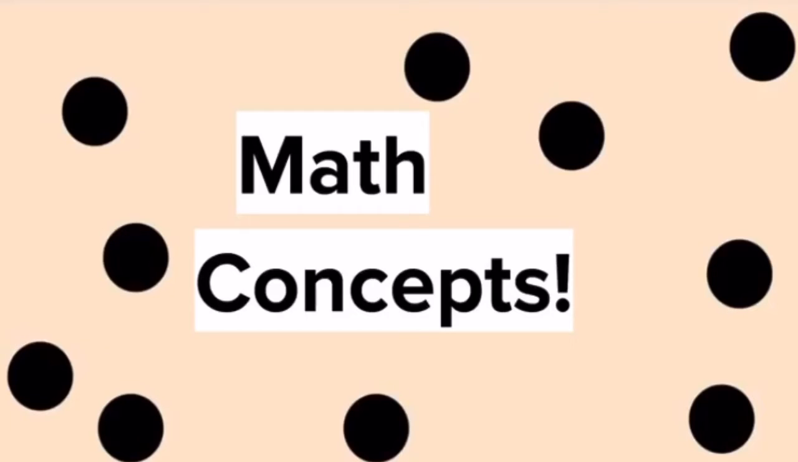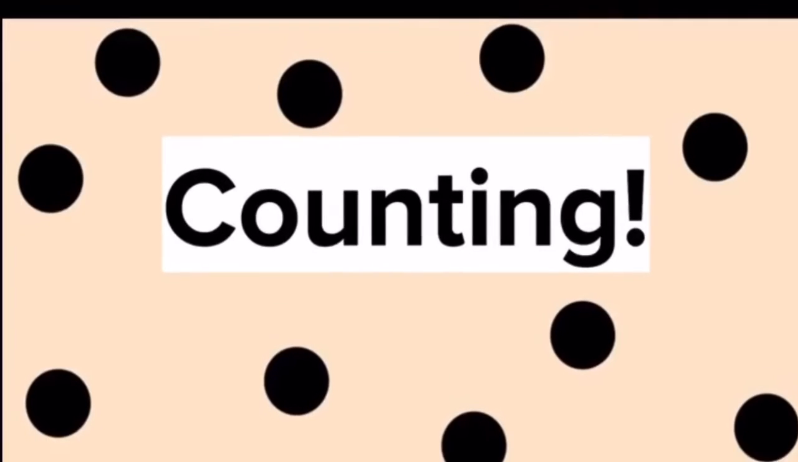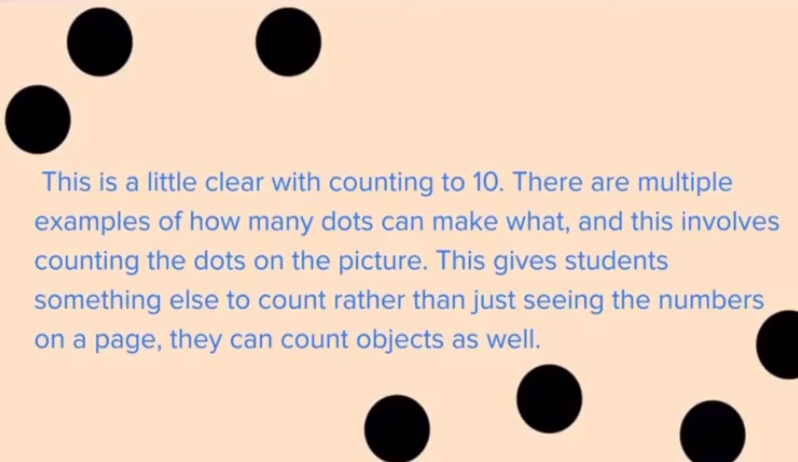So I picked up a few math concepts while I was reading this. Obviously, it's a pretty basic book, but I tried to dig a little deeper. The first thing, obviously, is counting. This is pretty clear with counting to 10. There are multiple examples of how many dots can make what the picture is, and this involves counting the dots on the picture and seeing where the dots land. This gives students something else to count rather than just seeing the number on the page. This gives them an object to relate it to so they have a better visual understanding of 10.